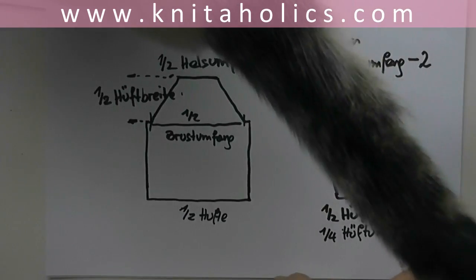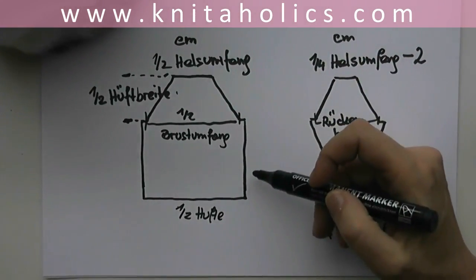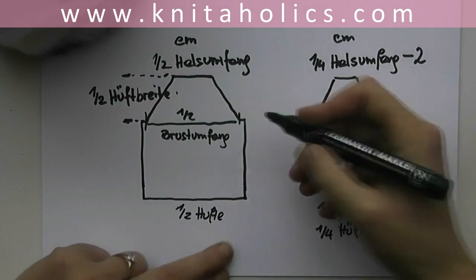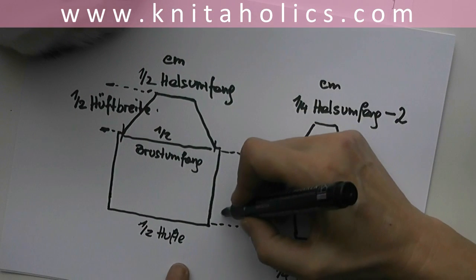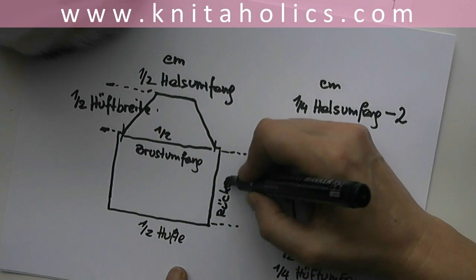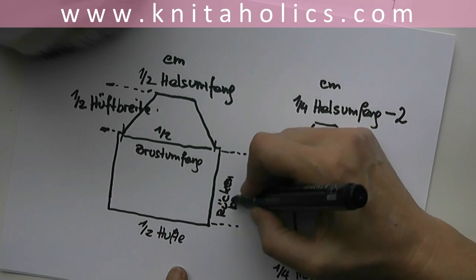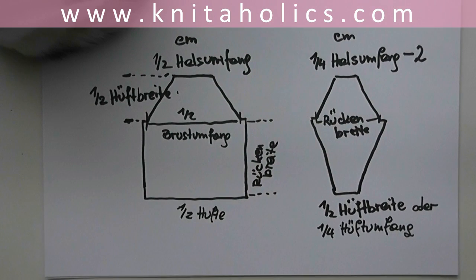Okay, so we need the height of the body below the raglan part. Which is again the back width between the shoulders. Same for the sleeve.